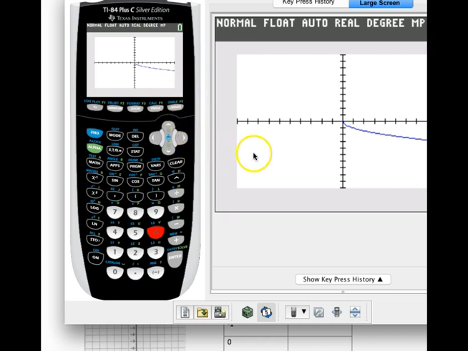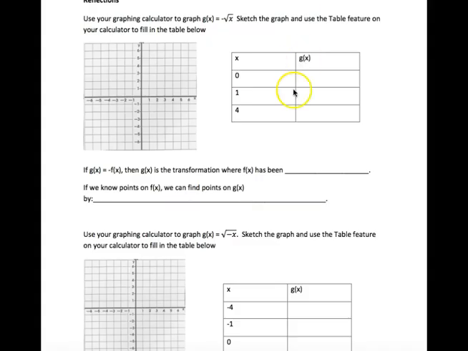I called the square root functions the eyebrow functions because that's what they kind of look like. In this case, it's been reflected over the x-axis. It does ask me for the values when x is 0, 1, and 4. You can either get by just simply plugging it in, so the opposite of the square root of 0, which would be 0.